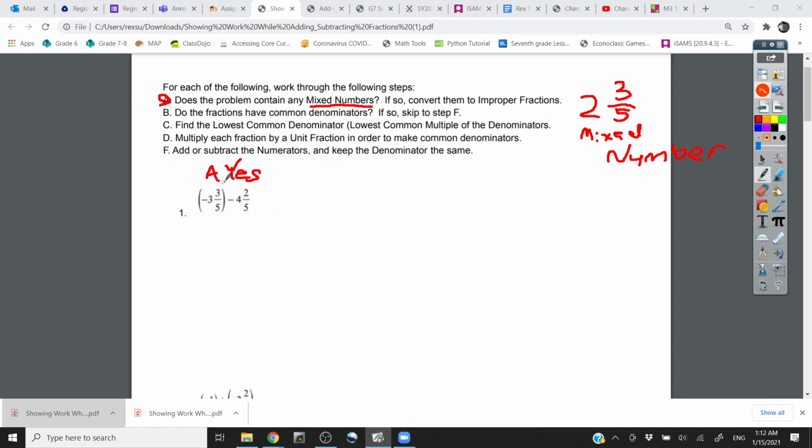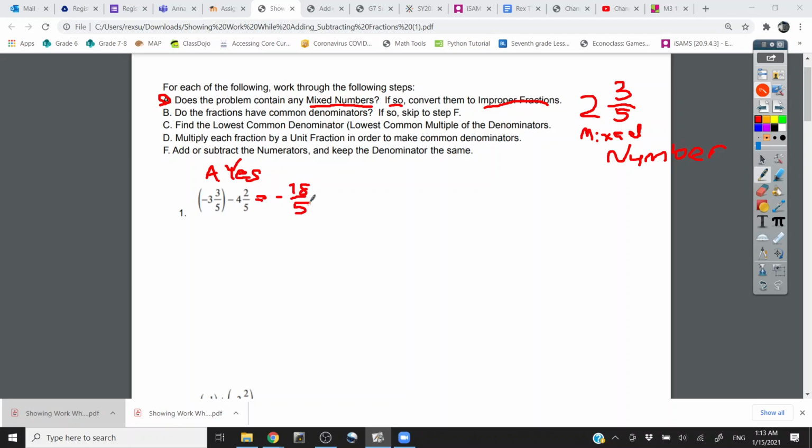So the next, if so, yes, there are, convert them into improper fractions. So first we need to make these into improper fractions. I'll be very specific about the way this works, but if you guys knew what to do and you just said -3 times 5 is -15, well, 3 times 5 is 15 plus 3 is 18. It makes this -18 over 5.